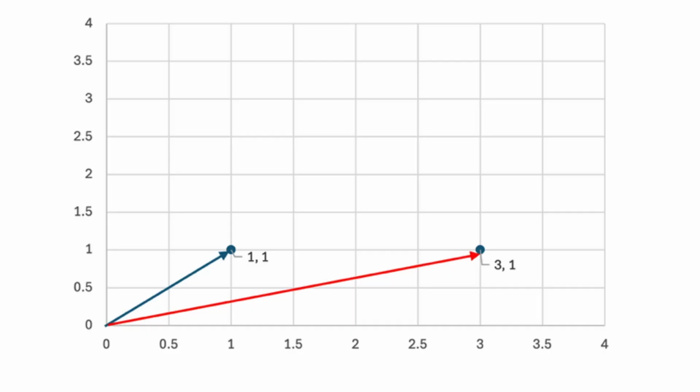(1, 1) means going 1 unit to the right, then going 1 unit up from (0, 0), depicted as the blue arrow. (3, 1) means going 3 units to the right, then going 1 unit up, depicted as the red arrow.